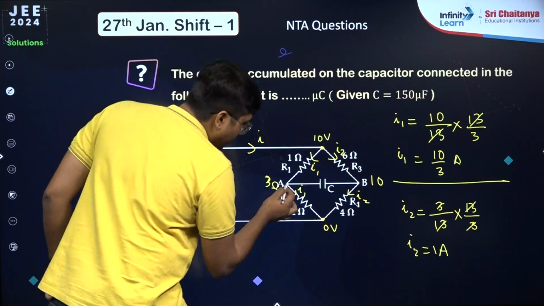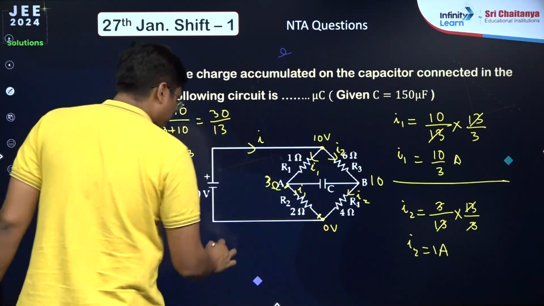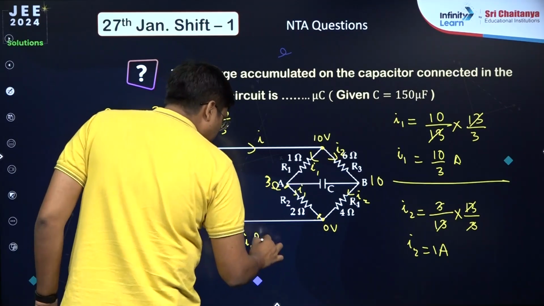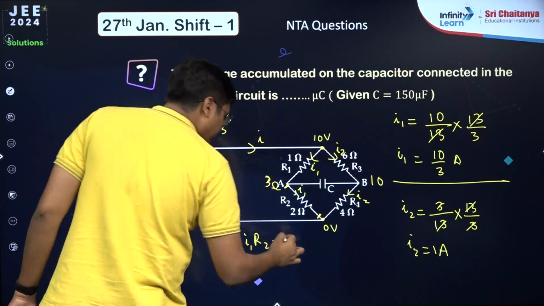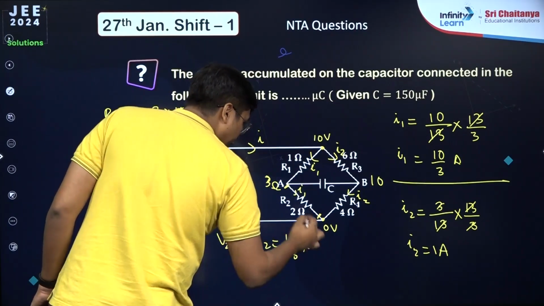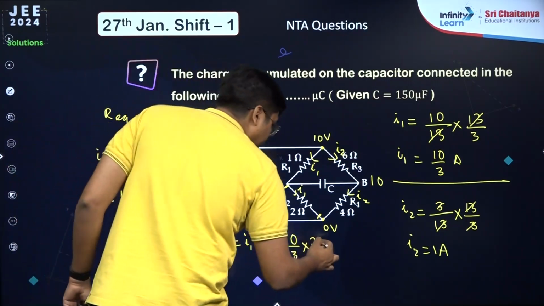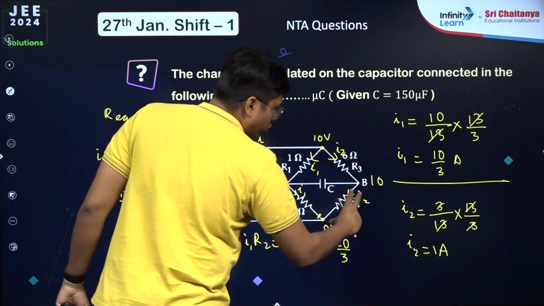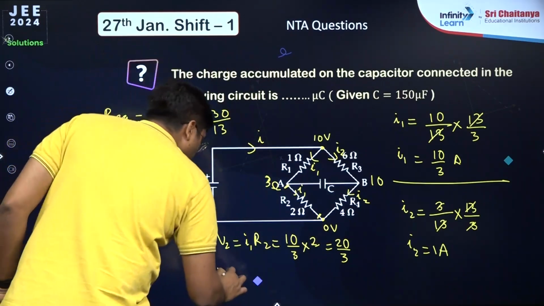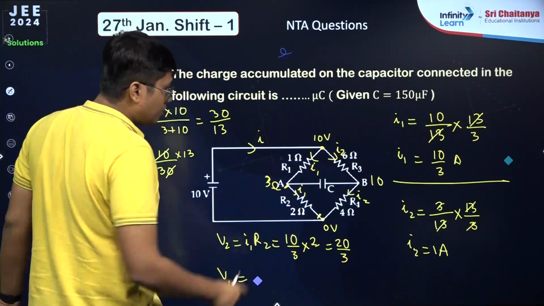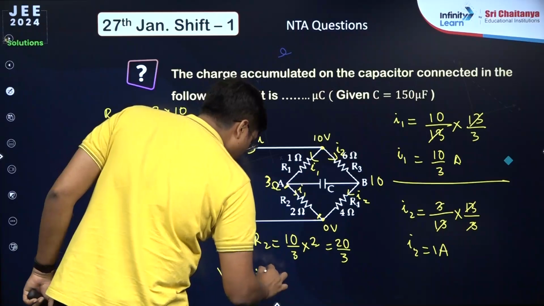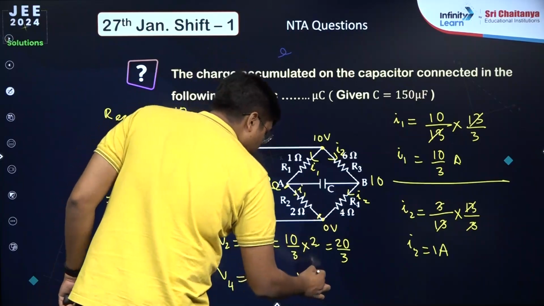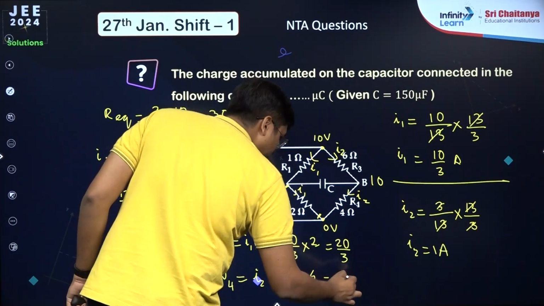So what is the potential drop across this R2? V2 is equal to I1 into R2. I1 was 10 by 3 into this is 2. So it is 20 by 3. And what is the potential drop across R4? So V4 is equal to this I2 into R4. I2 we got as 1 ampere, into R4 which is 4 ohms. So that comes out to be 4 volts.